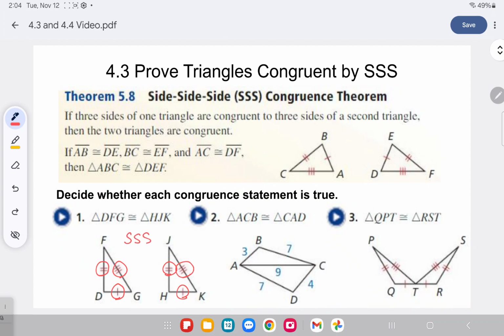Because all pairs of corresponding sides are congruent, we can say that the two triangles are congruent by SSS, side, side, side. On number 2, we cannot prove that these two triangles are congruent by side, side, side, because even though BC is congruent to AD and AC is congruent to AC, AB and CD are not congruent. And then lastly, we can see that these two triangles, QPT and RST, are congruent because all of their corresponding sides are congruent.